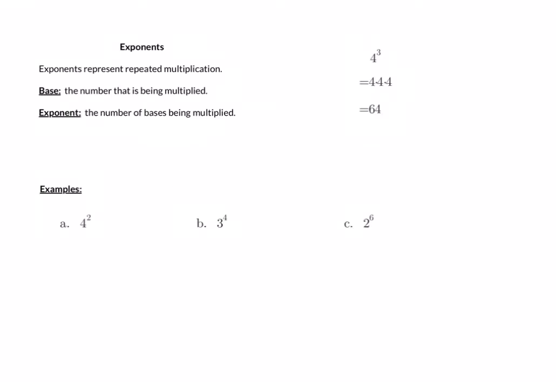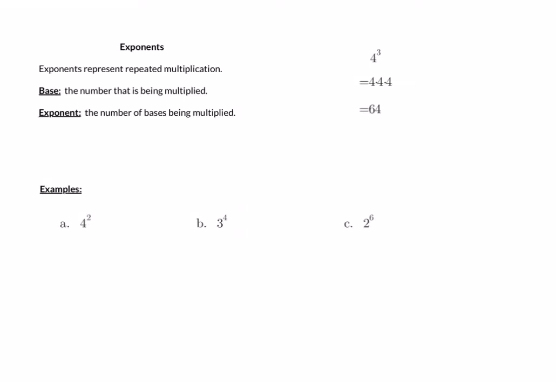Now, before we get into order of operations, we still have one thing left that we need to discuss. Technically two, which is exponents and square roots. So exponents represent repeated multiplication. Inside exponents, we have two numbers. The first one is the base. The base is the number that is being multiplied.